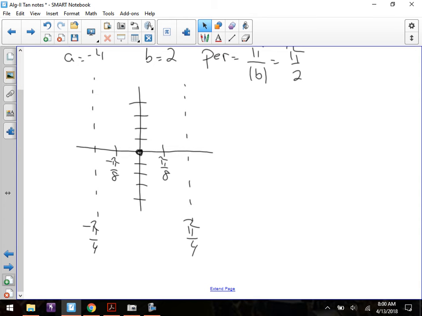And then I know, since my A value is negative, instead of increasing from left to right, I am now decreasing from left to right. I just changed direction.